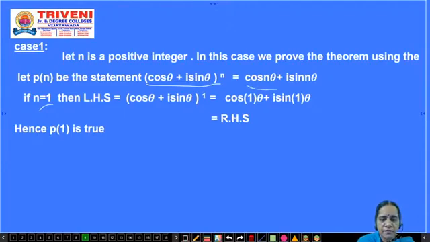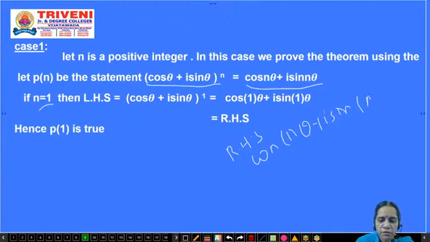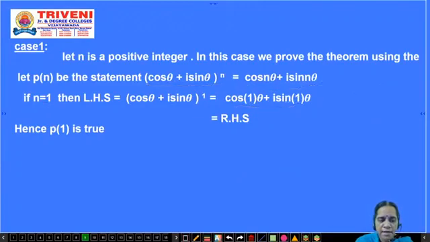Then what is the RHS value here? We put the value of n: cos 1 into theta plus i sin 1 into theta. This is LHS and this is RHS. These two are equal. Therefore, LHS is equal to RHS. Hence P of 1 is true.